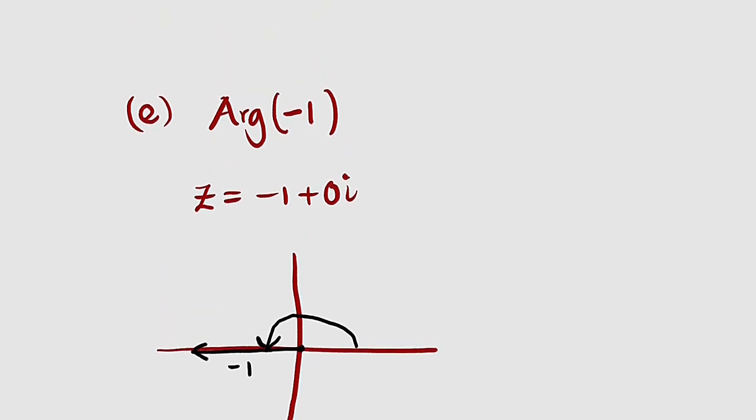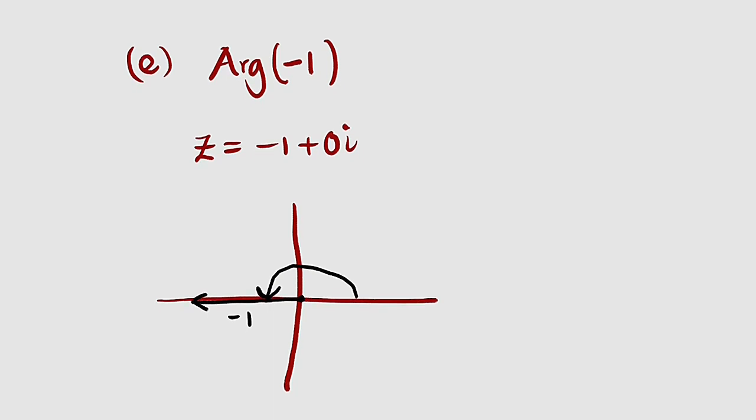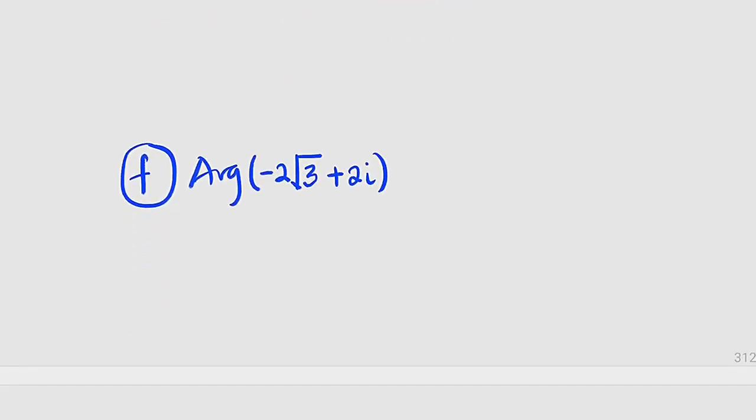Therefore, if you have only the real part, if that real part is positive, it should be 0 degrees or 0 radian. But if it is negative, it is going to be 180 degrees. So this is equal to pi or 180 degrees.